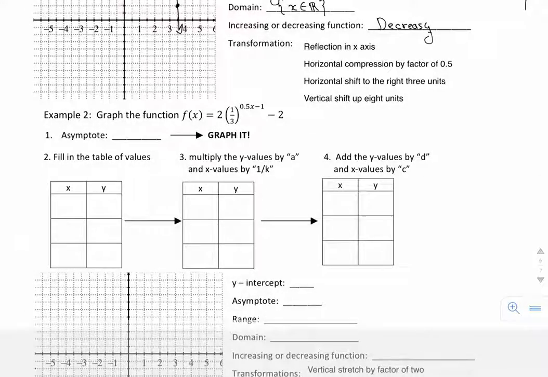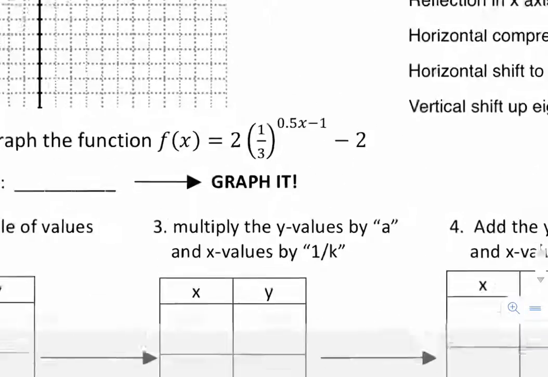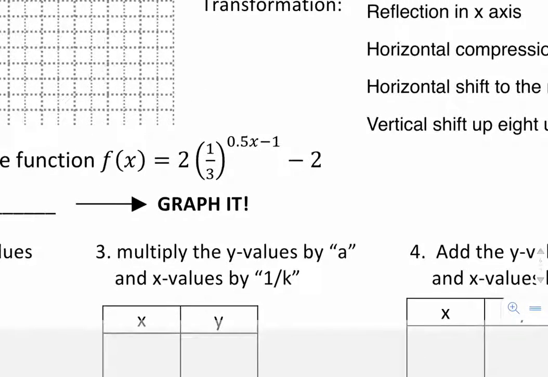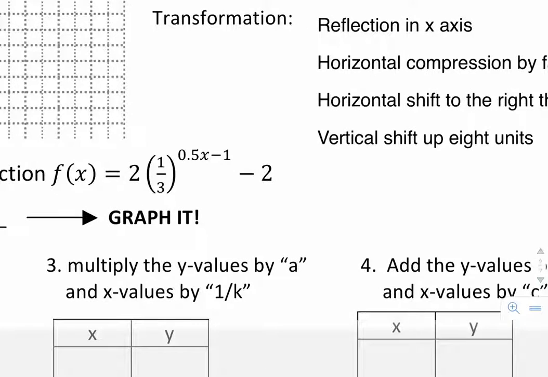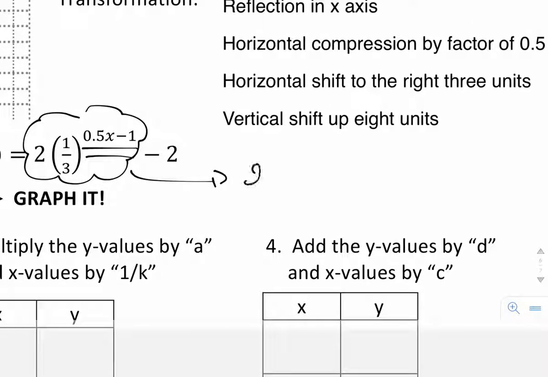Here in example number 2, we're beginning with a function, but it's not in the form that we want it to be, because we have to be able to read off the transformations. So what I'm going to do is transform this part, specifically what's in the exponent, into a legible form. So I have 2 times 1 over 3 to the exponent 0.5, which is what I'm going to factor out, x minus 2, because 1 divided by 0.5 is 2, and then minus 2.